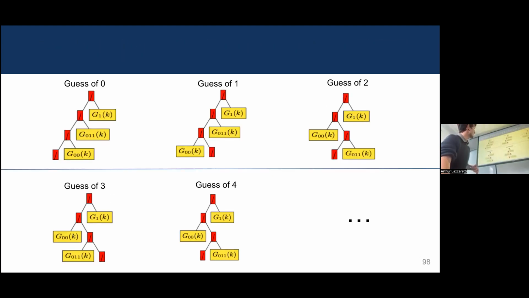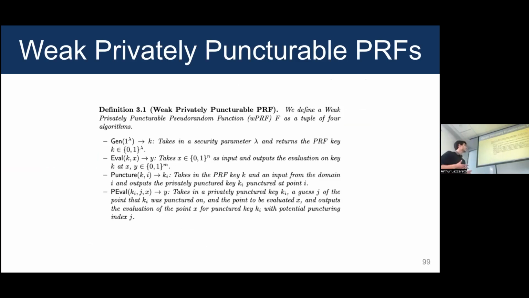Okay, and this observation led us to define this new primitive that has some unexpected property. It's similar to the puncturable PRF that we saw before, but now our P eval, where before it only took the K_i and X, now takes a guess, J. And this is the guess that will let the server reconstruct the tree a certain way, if you think about it like this.